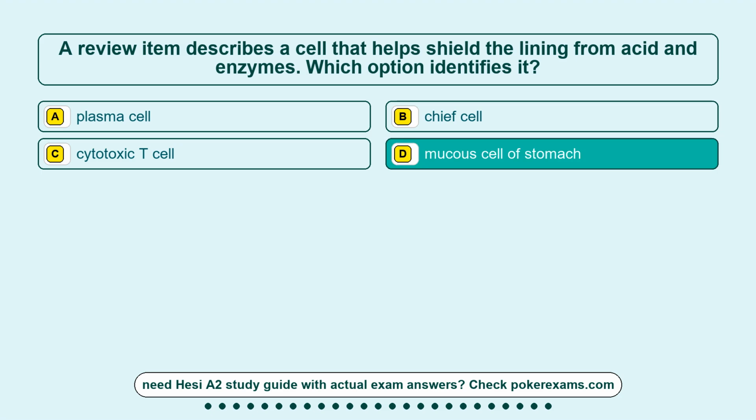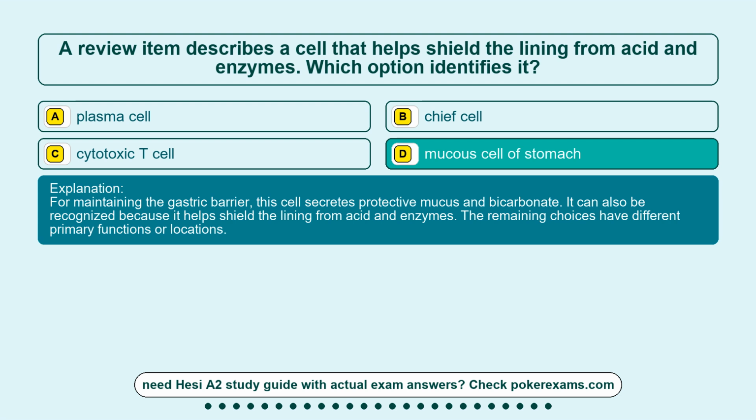The correct answer is option D, mucus cell of stomach. For maintaining the gastric barrier, this cell secretes protective mucus and bicarbonate. It can also be recognized because it helps shield the lining from acid and enzymes. The remaining choices have different primary functions or locations.